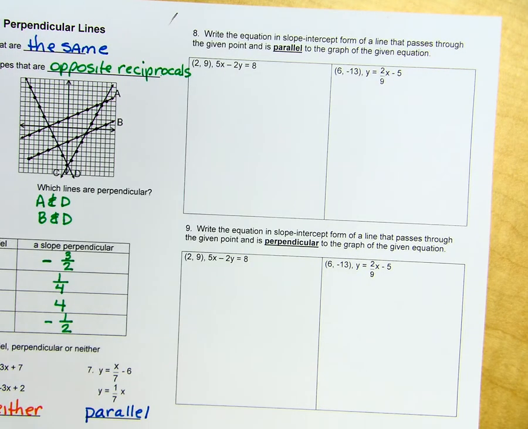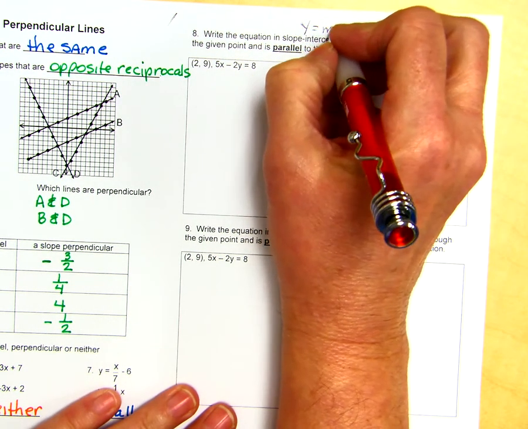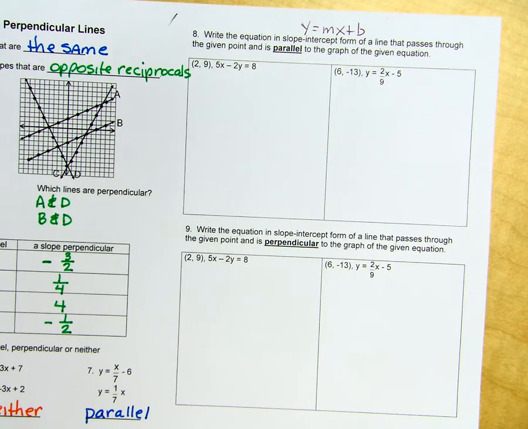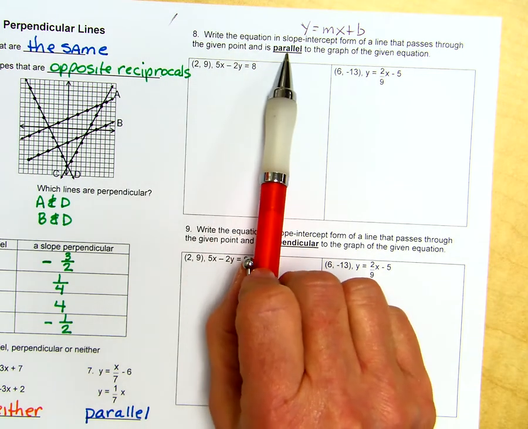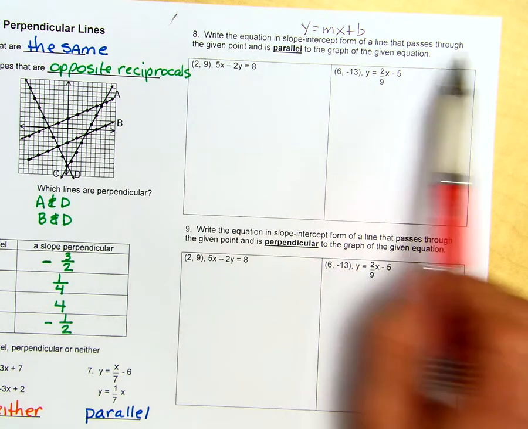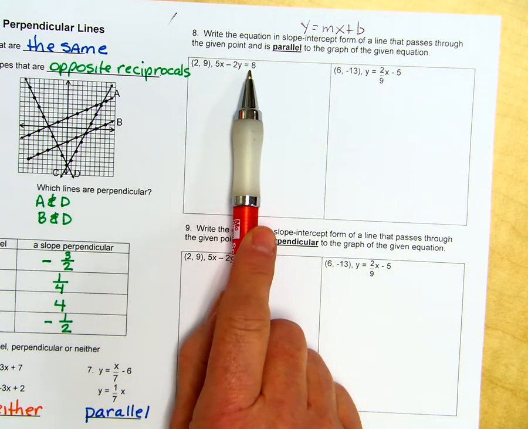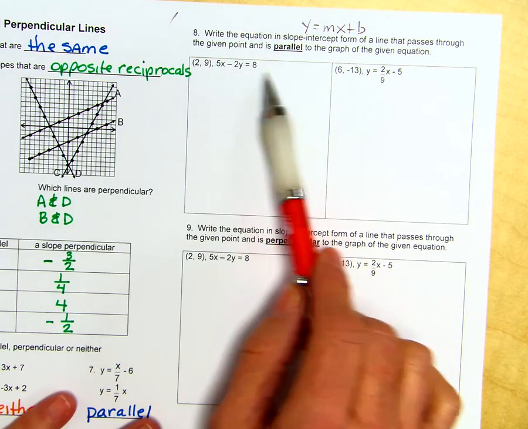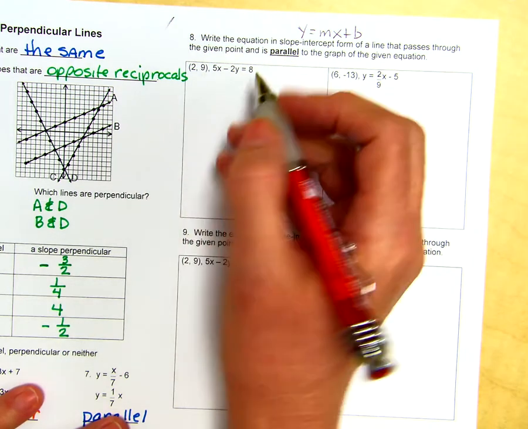They want us to write the equation in slope-intercept form. So remember, slope-intercept form is y equals mx plus b. And they want it in slope-intercept form for a line that passes through the given point and is parallel to the graph of the given equation. So we have a point, and we have this equation. In order to figure out the slope, I need to put this in slope-intercept form. So I will solve this for y.